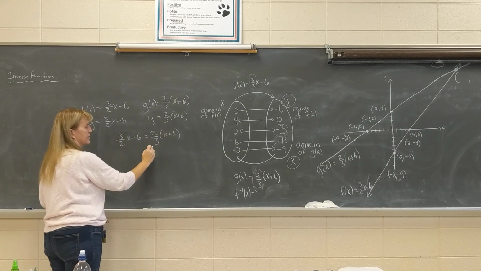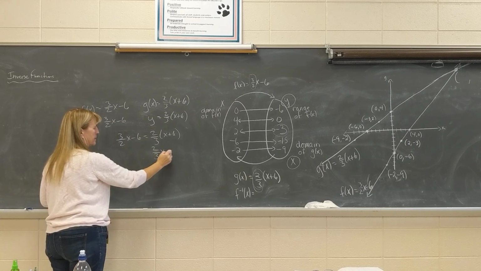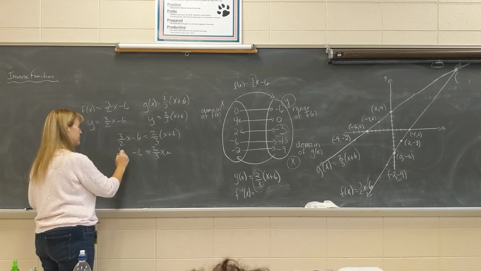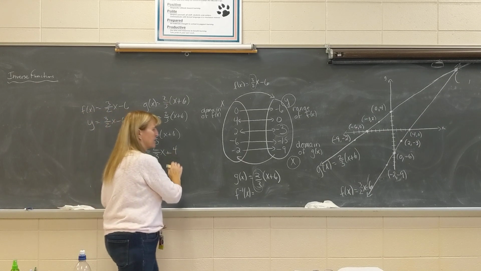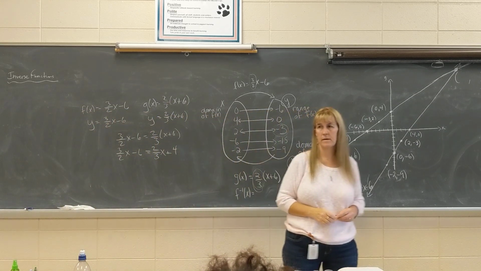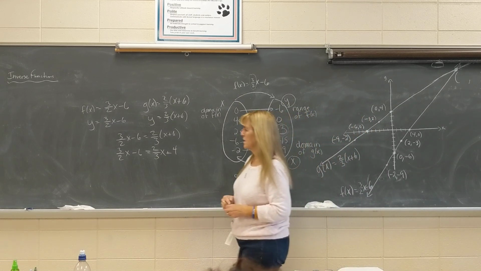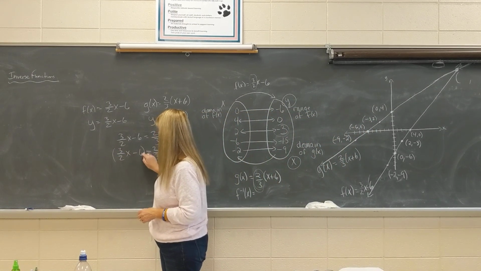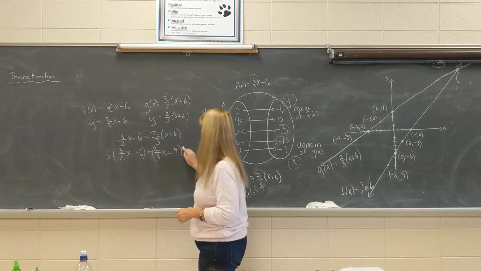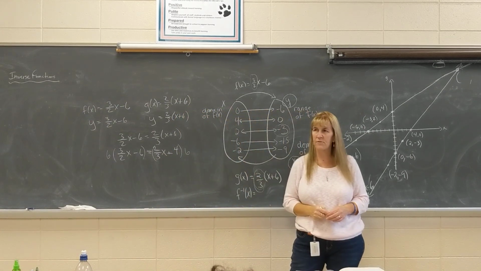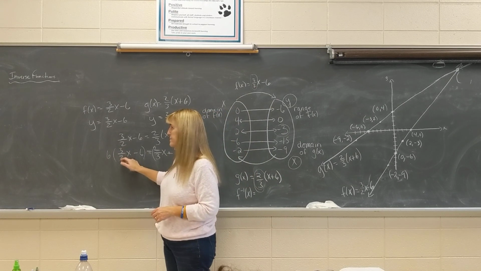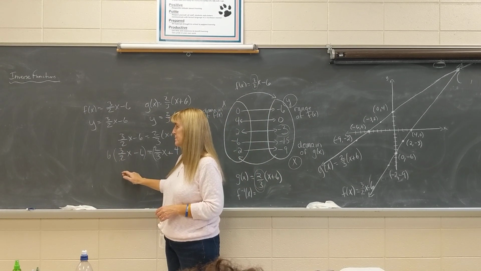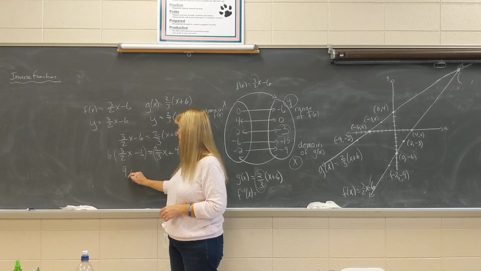I'm going to distribute that. Plus what? Plus 4. Very good. What's my common denominator there? 6. I'm going to multiply through the left-hand side of the equation by 6, and I'm going to multiply the right-hand side of the equation by 6 to eliminate those fractions. Okay? This is going to give me what here? 9. 9x what?